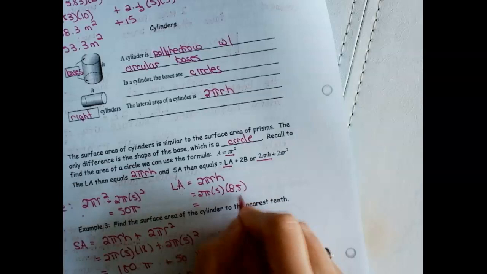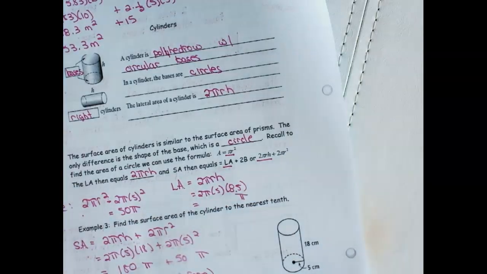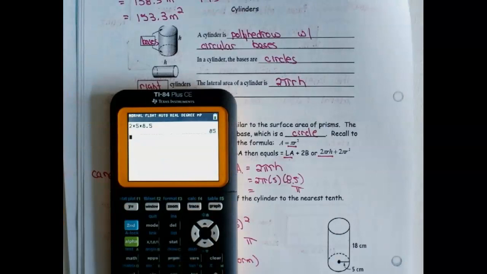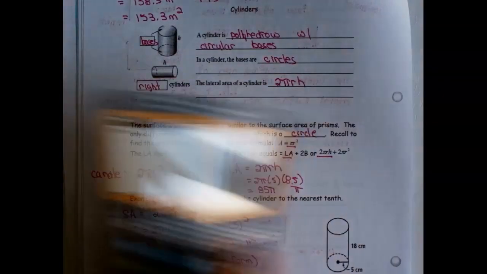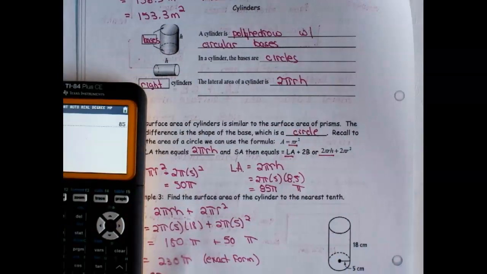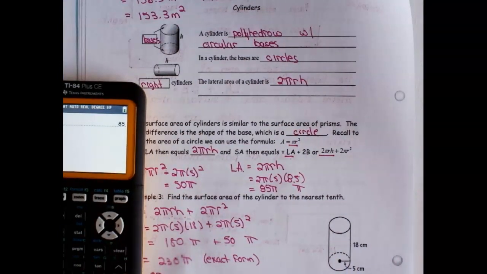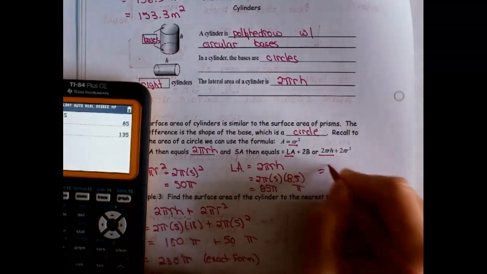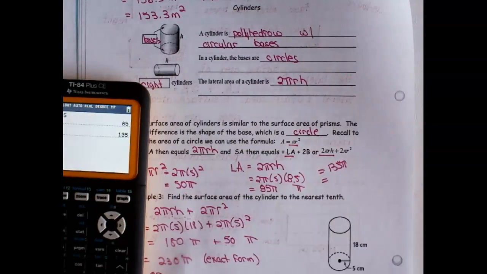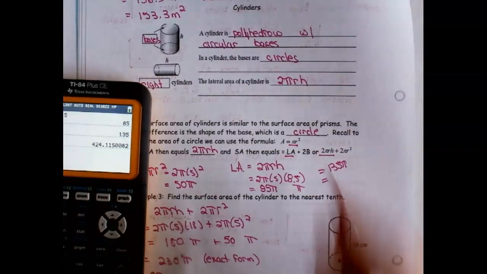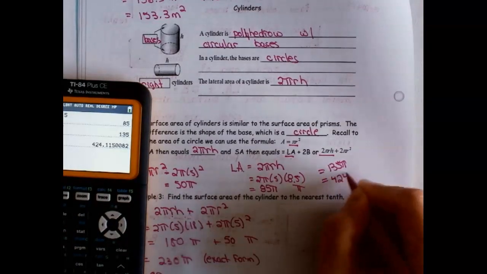So again, let's cast that pi off to the side. I'm going to plug in everything else. I see 2 times 5 times 8.5, and I'm coming up with 85 pi. And then finally, I would need to add those together. 85 plus the 50 gives me 135 pi, or as a decimal, I would get 424.1.